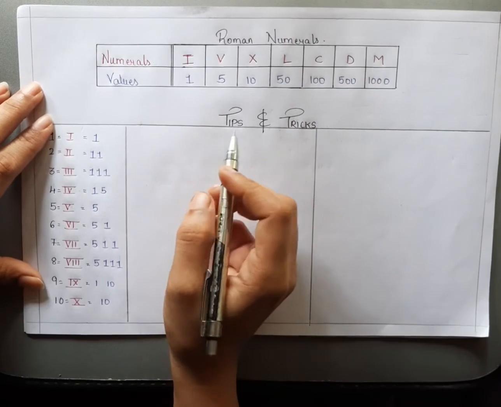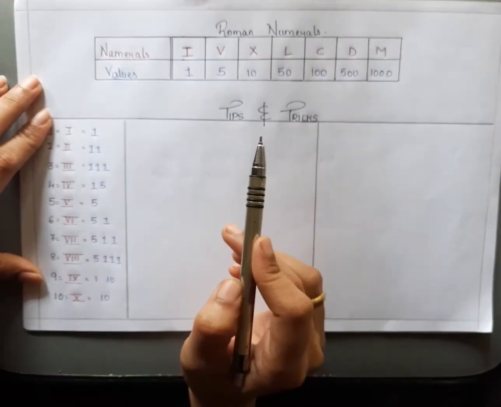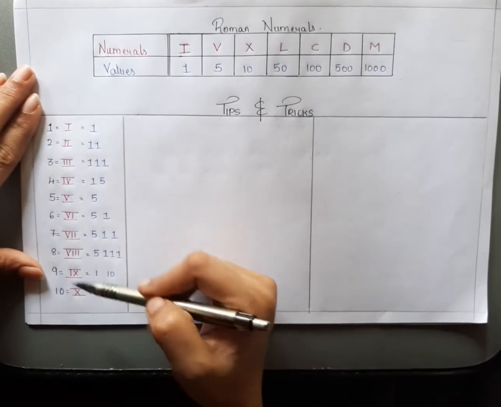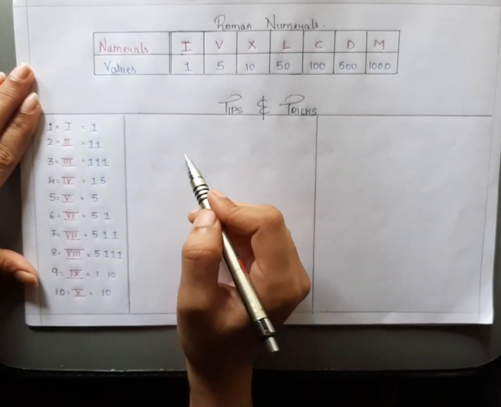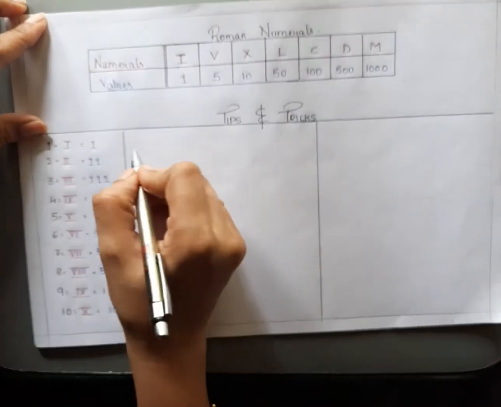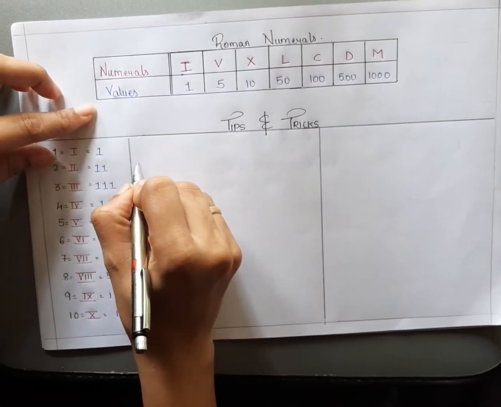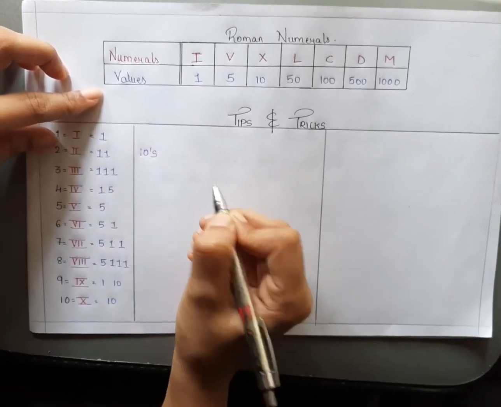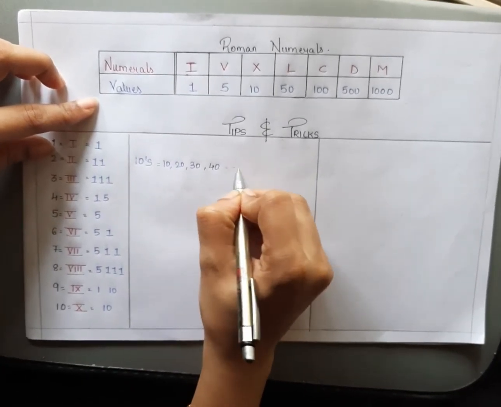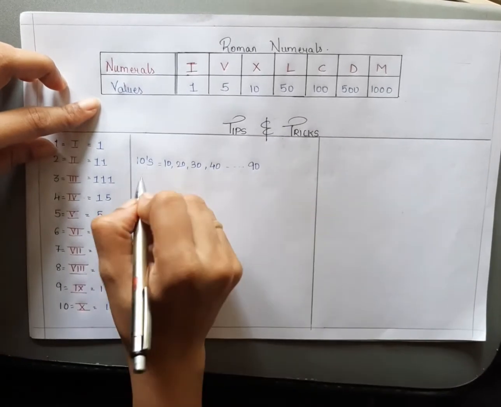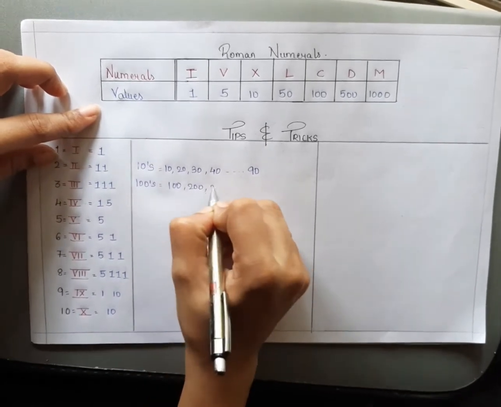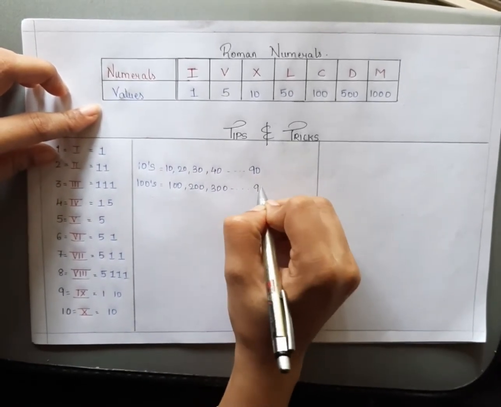Hello kids, today we will be learning the tips and tricks with regards to Roman numerals. Here I have mentioned the Roman numerals from 1 to 10. With this trick you will be able to solve any sums regarding Roman numerals, and find the answers for all the tens, that is 10, 20, 30, 40, and so on till 90, and also for hundreds, which is 100, 200, 300, and so on till 900.